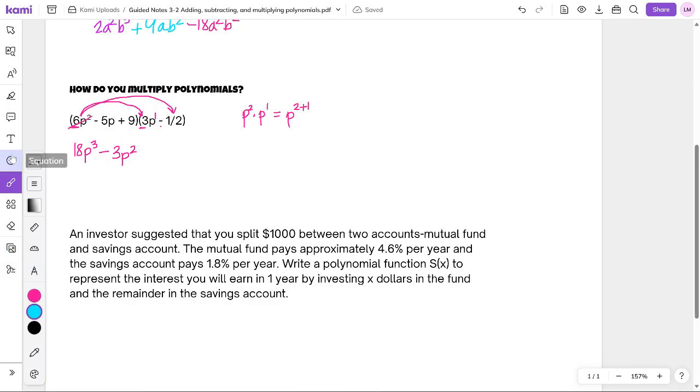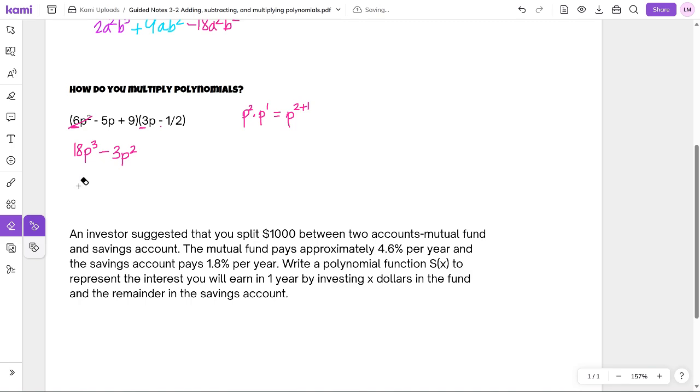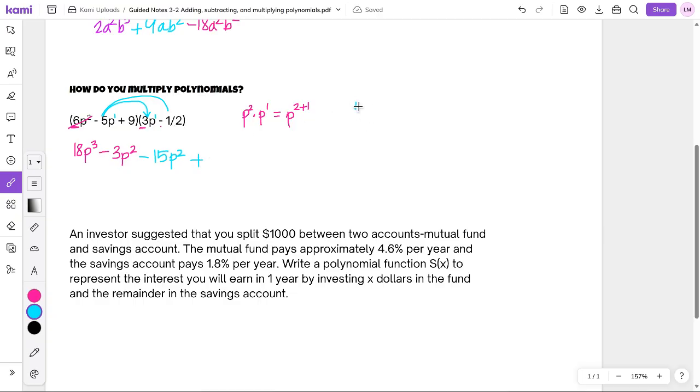So now we are going to take 5p and multiply that, negative 5p. So that makes negative 15p squared, because I had p to the first times p to the first, add my exponents. Negative 5 times negative 1/2. So negative 5p times negative 1/2 makes a positive 5 times 1/2. I put 5 over 1, and that makes, multiplying straight across, 5 over 2p. All right, so that one's done.